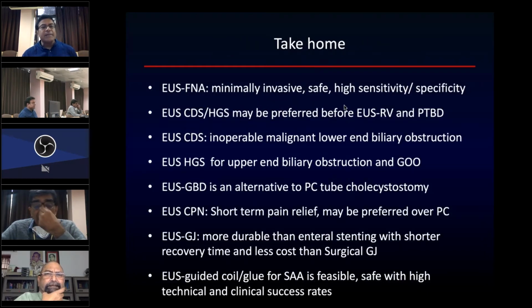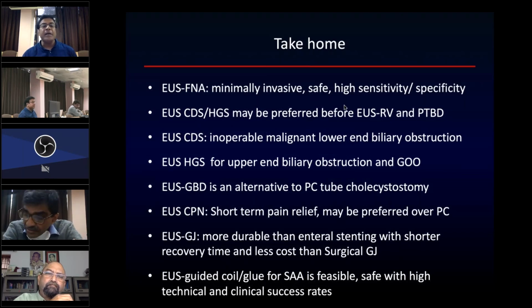To summarize the talk, EUS guided fine needle aspiration is minimally invasive, safe, with high sensitivity and specificity. EUS guided choledochoduodenostomy and hepaticogastrostomy may be preferred before a rendezvous or a percutaneous transhepatic biliary drainage. EUS guided choledochoduodenostomy for inoperable malignant lower end biliary obstruction. EUS guided hepaticogastrostomy for upper end biliary obstruction and gastric outlet obstruction. EUS guided gallbladder drainage is an alternative to percutaneous tube cholecystostomy.